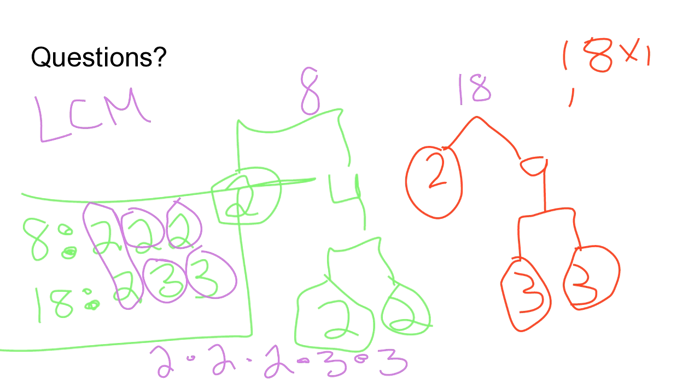2 times 2 times 2 times 3 times 3. What is our least common multiple? Notice I only used three of the twos. I can't use both of the twos when there's one in the top and one in the bottom. I can only use one two from that circle. I can't use both twos. So we've got 2 times 2 times 2 times 3 times 3.